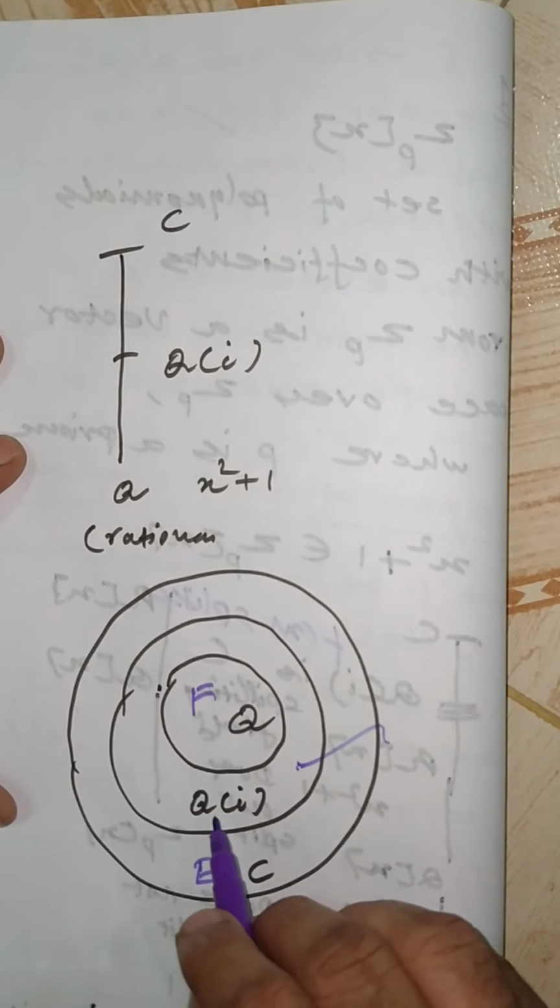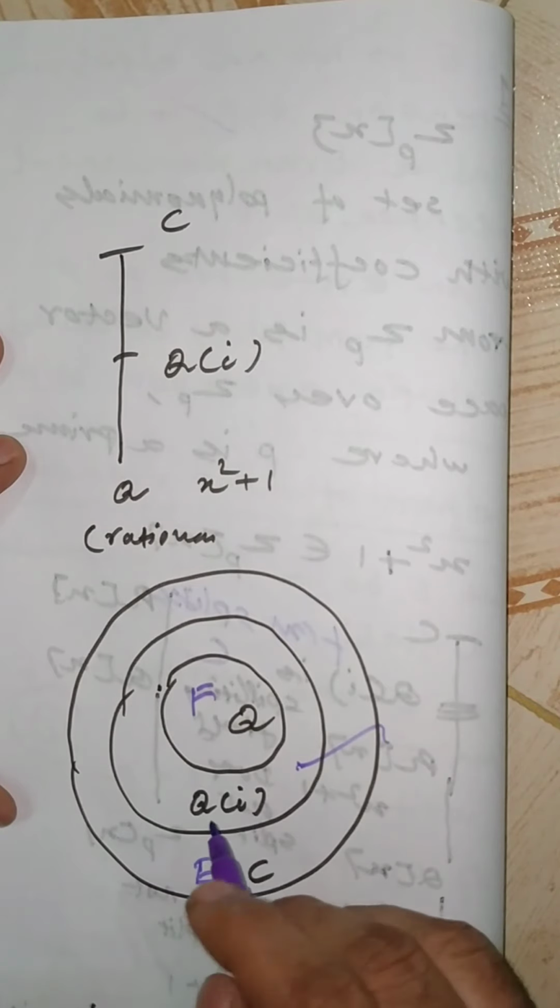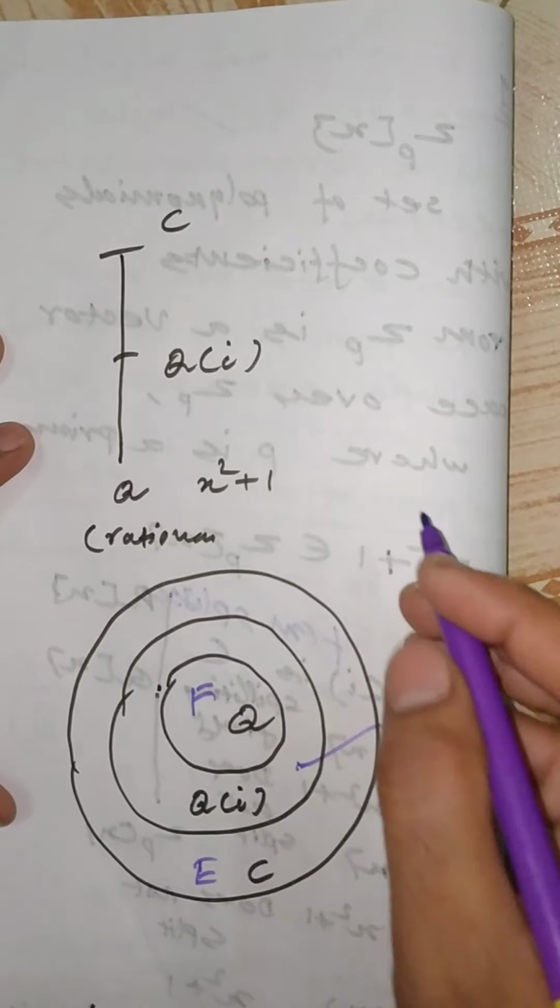So it's called a splitting field. This is also an extension, which is the smallest extension. The basis is 1, i. We know very well the basis.